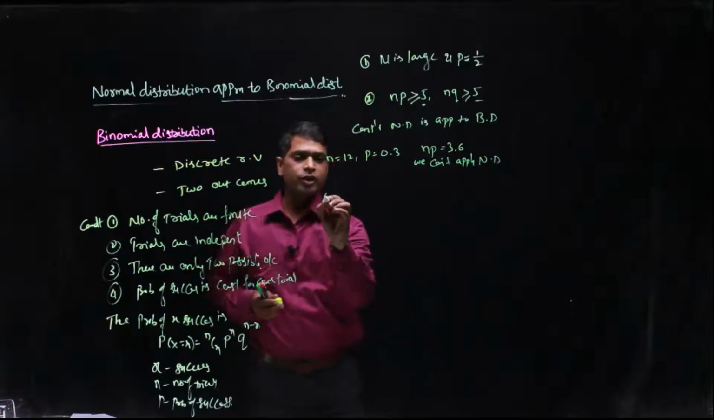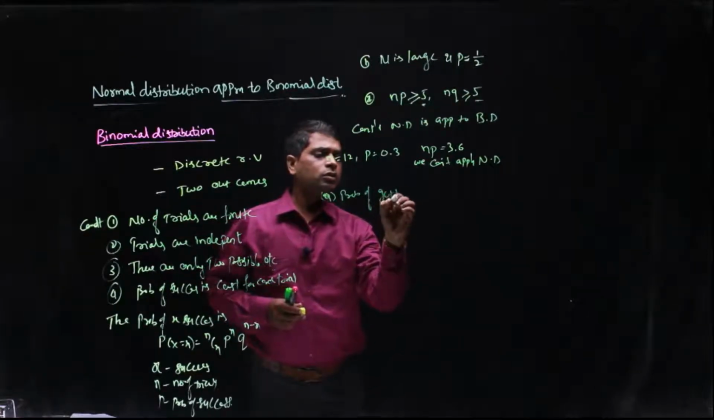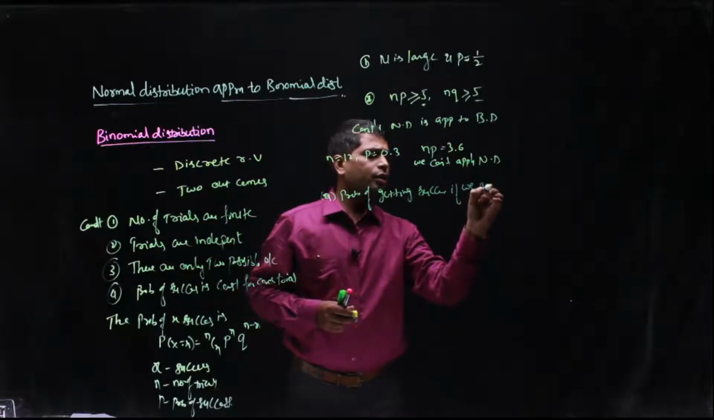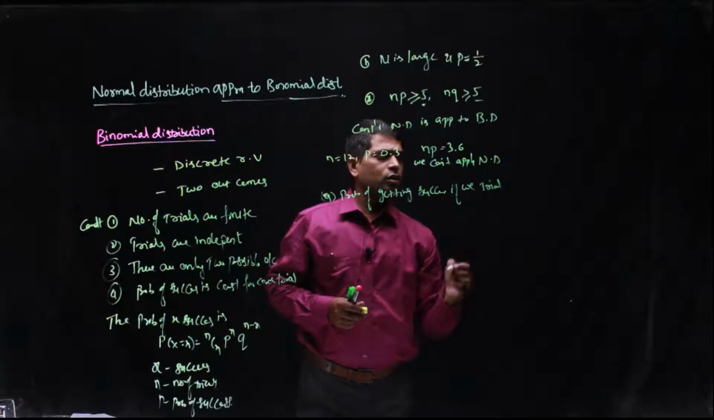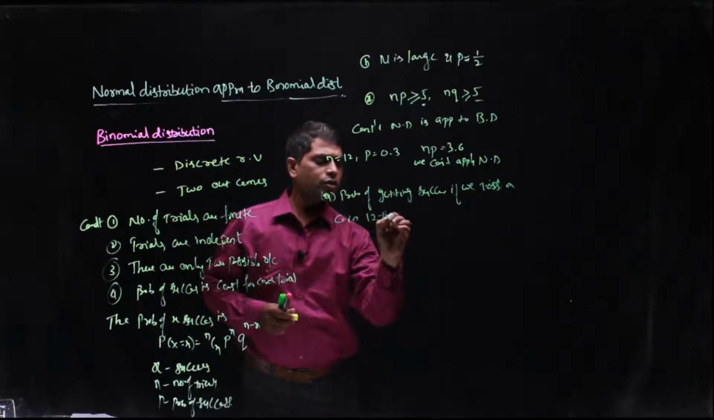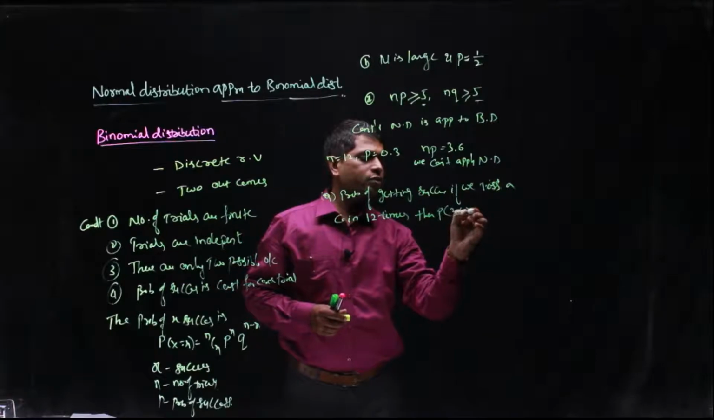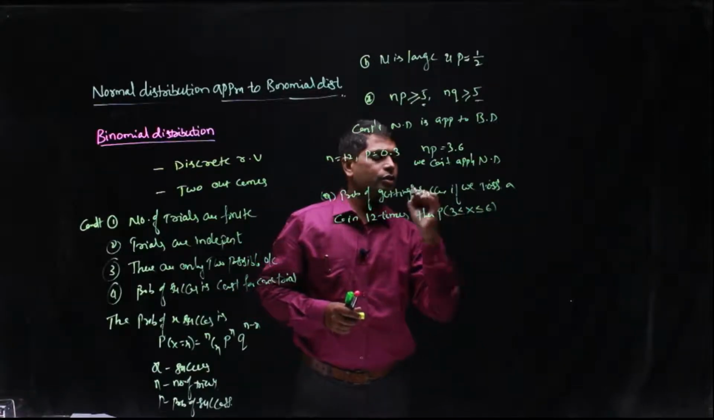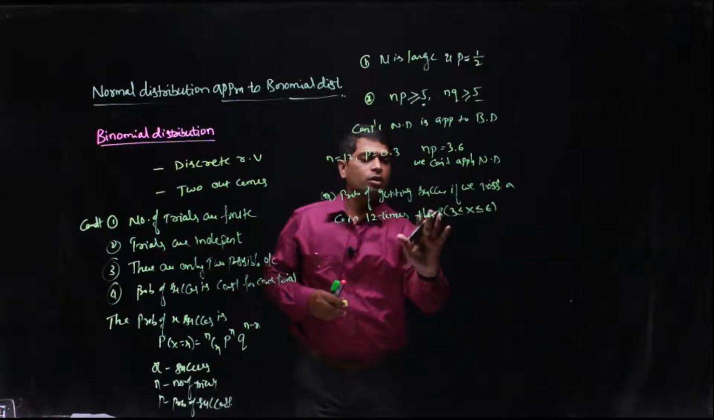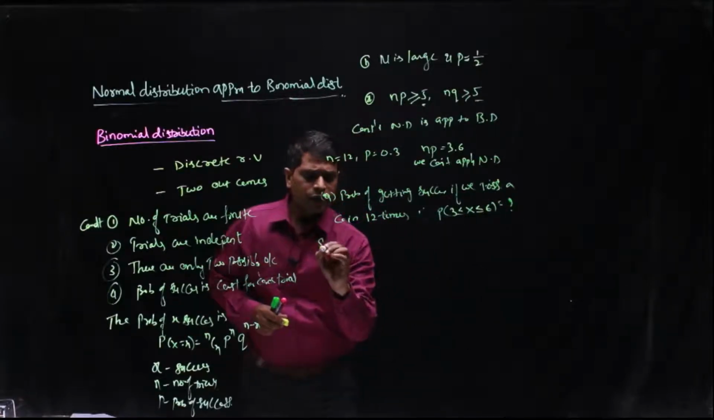Now, how can we find this? I will take one example. What is the probability of getting success if we toss a coin 12 times, that the value lies between 3 and 6? That is what I want to calculate. We will see how to calculate this using the binomial distribution.